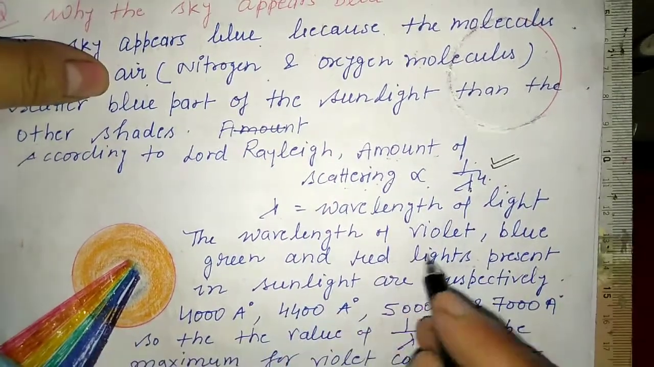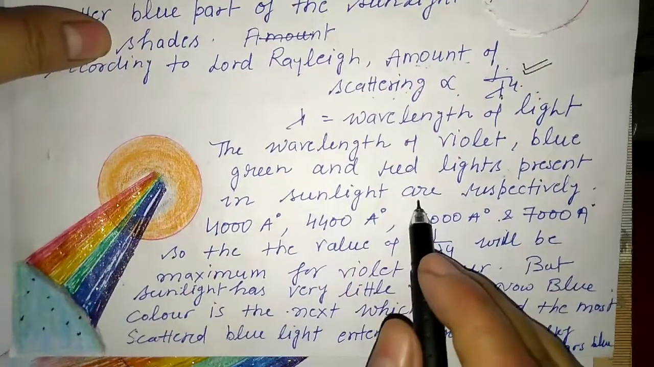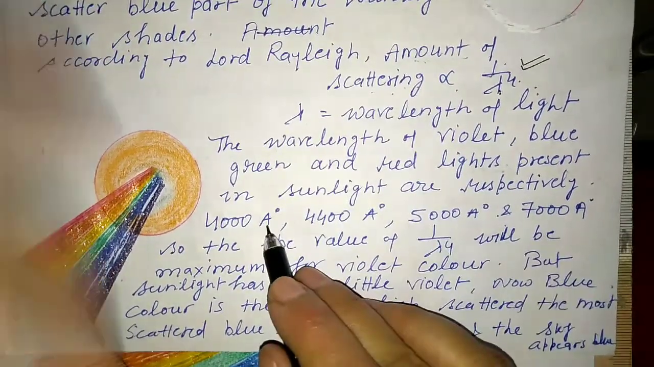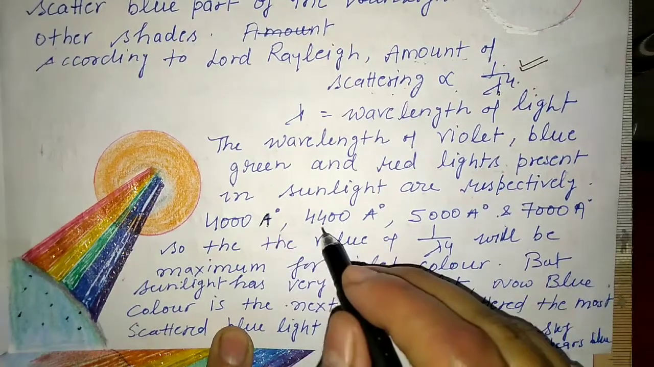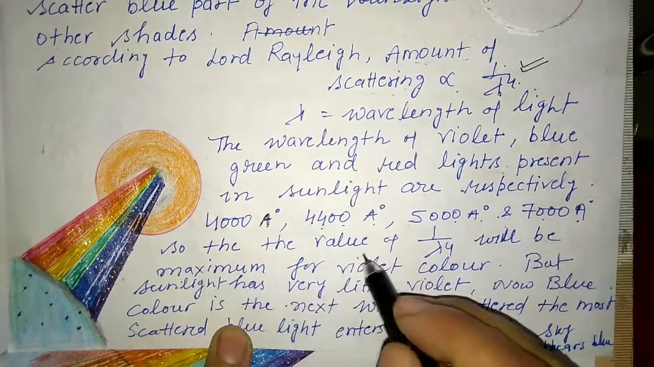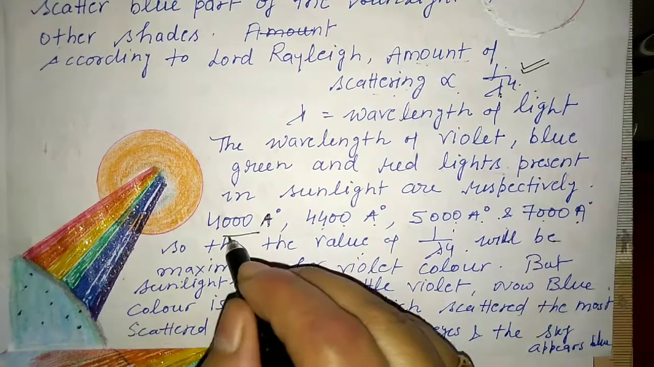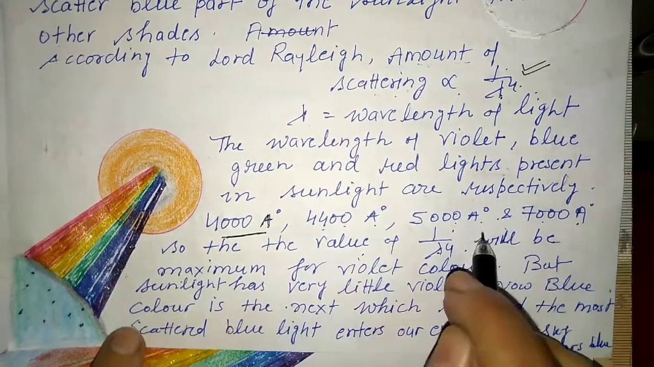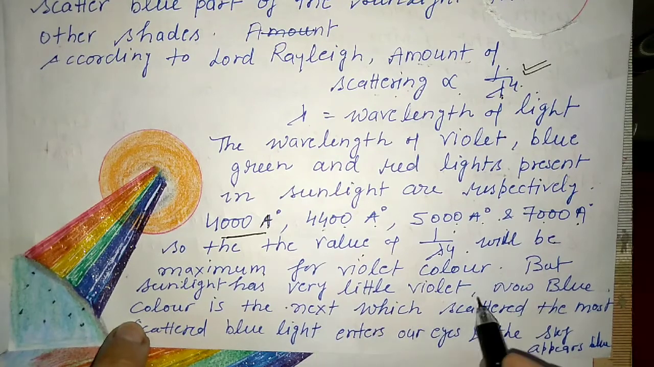So the wavelengths of violet, blue, green and red lights present in sunlight are respectively 4000 angstrom, this is the unit here, angstrom, 4400 angstrom, 5000, 7000 angstrom. So the value of 1 upon lambda to the power 4 will be maximum for the violet color. But sunlight has very little violet color.